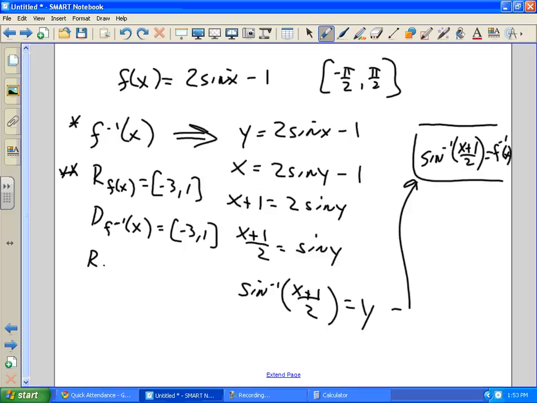Oh, they asked me, no, I forgot one more. What is the range of f inverse of x? The range of the inverse will be the same as the domain of the original function. What was the domain of the original function? Negative pi over 2 to pi over 2. I forgot that piece.